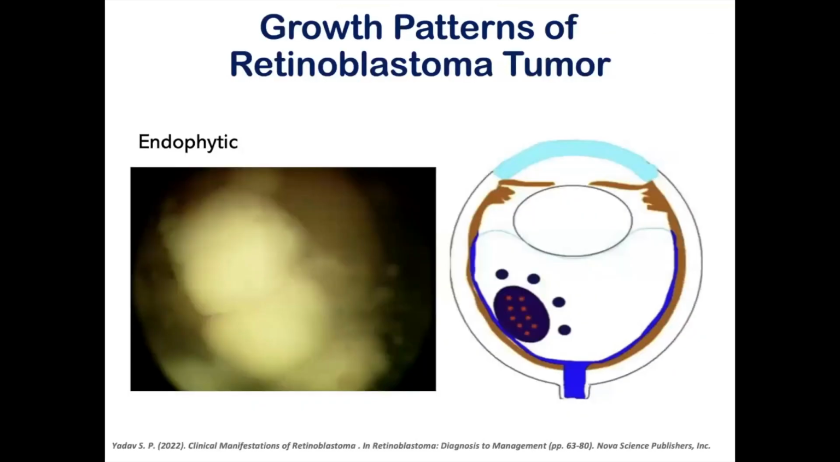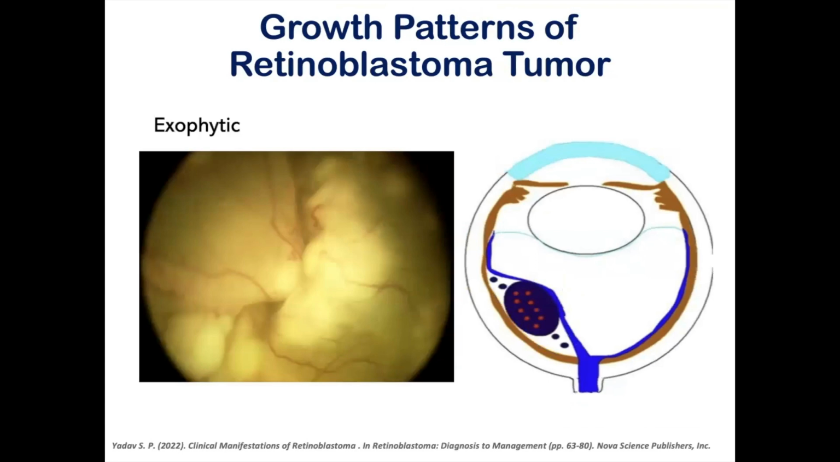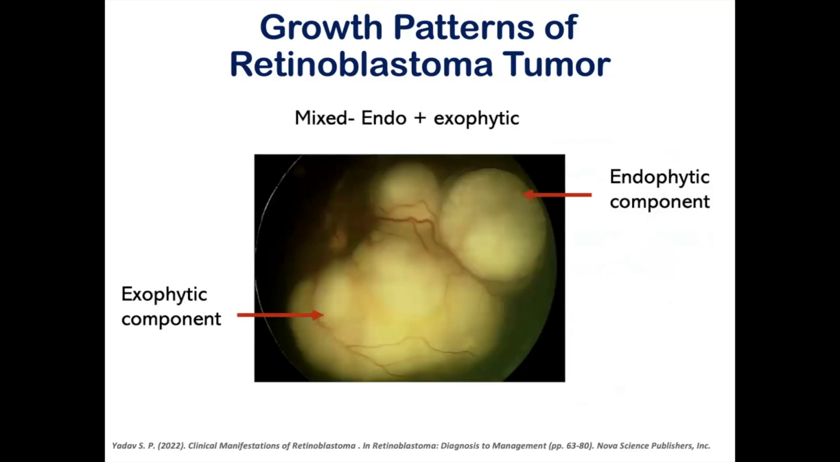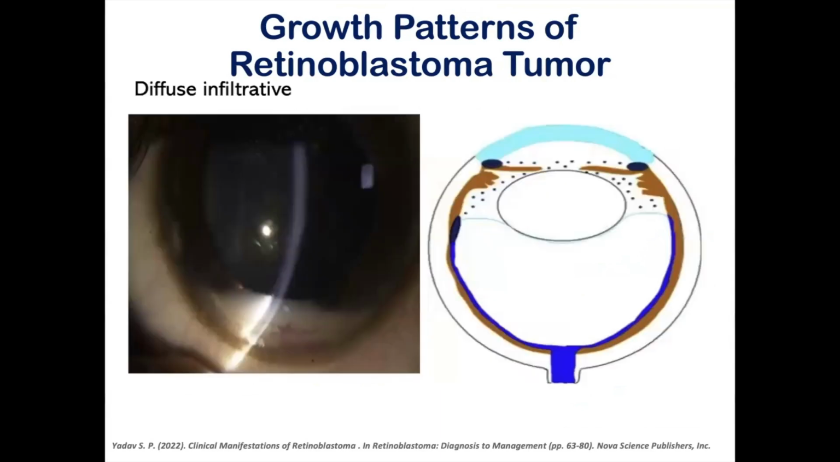Retinoblastoma tumor starts as a small, white, fluffy lesion in the subretinal space. The direction in which the tumor grows decides the growth pattern, either endophytic when the tumor grows into the anterior vitreous cavity, or exophytic if the tumor grows below the retinal surface in the subretinal space. Mixed endophytic and exophytic pattern is the most commonly observed growth pattern of retinoblastoma tumor.